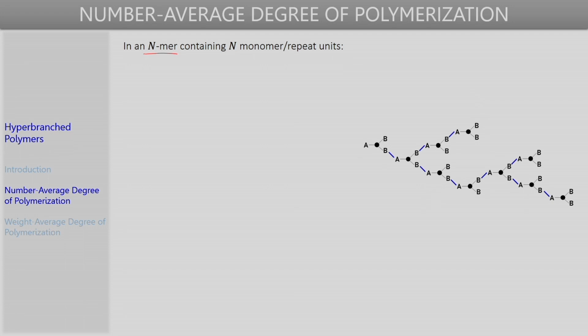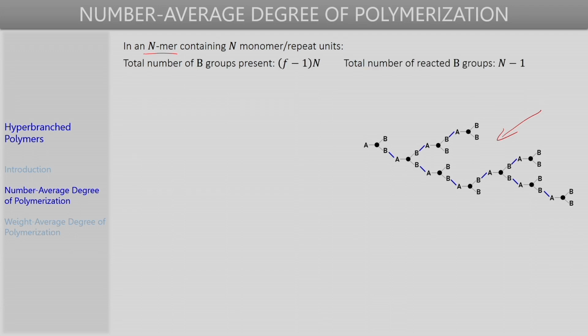So, as we have discussed previously, the schematic that we have here contains, if we count here, 10 monomeric units. So, this will correspond to a 10-mer. The expression that we will develop will be for a general case of an N-mer where the molecule contains n number of monomer units.